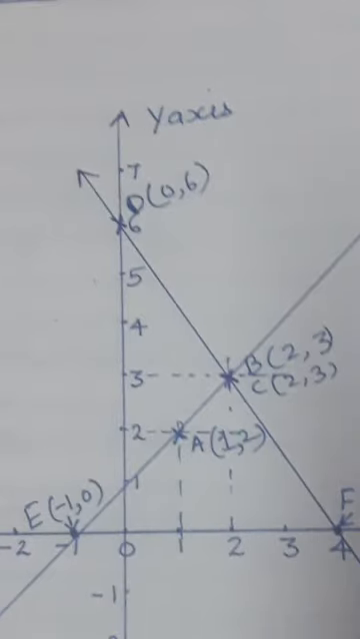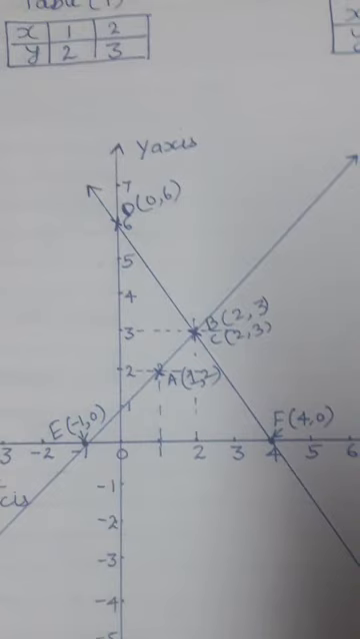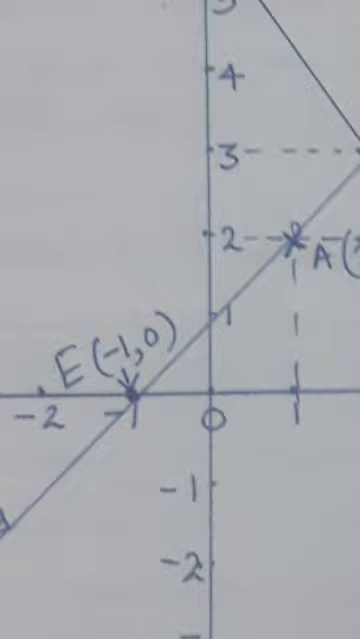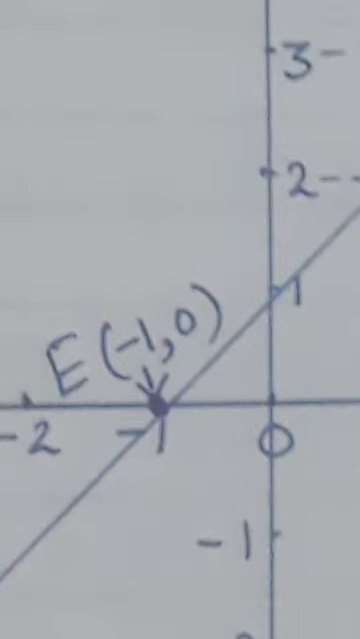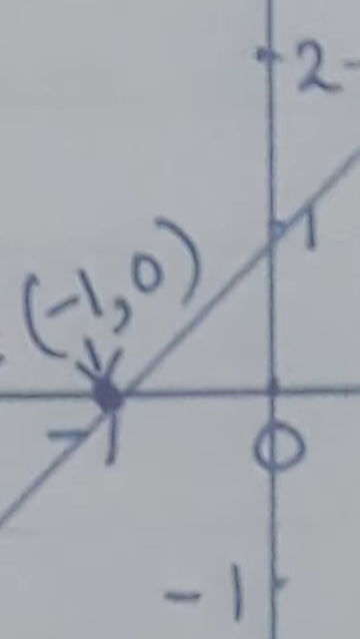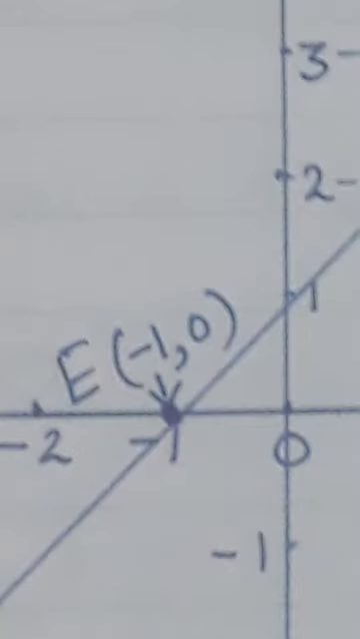Now we will join C and D with the help of a scale. See here, first we have joined AB with the scale, and then we have joined C and D. Now these two lines intersect the x-axis at point E. The coordinates of E are -1. First we have to write down the coordinate of the x-axis. So this line is intersecting the x-axis at -1, so its x coordinate is -1. For this point the y coordinate will be 0. So the coordinates of E are -1 and 0.